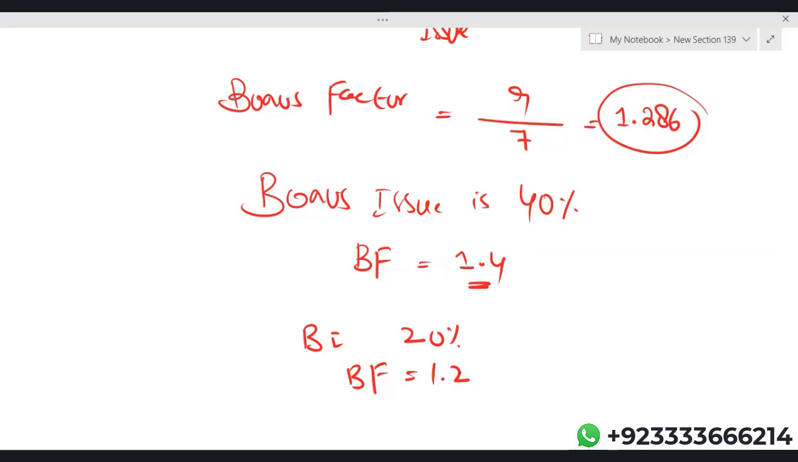Now, what are we going to do with this bonus factor, with this adjustment factor? Actually, this adjustment factor is applicable on all those shares which are before the bonus. So the bonus factor, adjustment factor, is applicable on all those shares that are before the bonus.